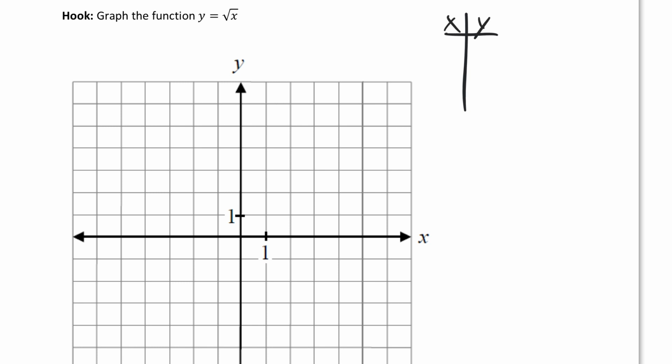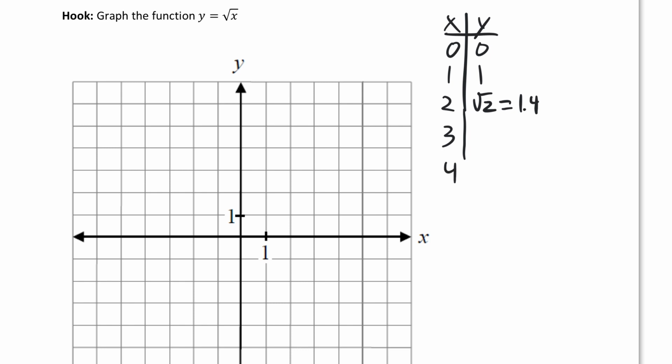And for x, we can pick just 0, 1, 2, 3, just some nice easy values. And for y, we square root the values. So the square root of 0 is 0, the square root of 1 is 1. But the square root of 2, well, the square root of 2 is actually like 1.4 approximately. That's not really a nice value to graph on the graph. And the square root of 3, that's like 1.7 or something, but you need a calculator.